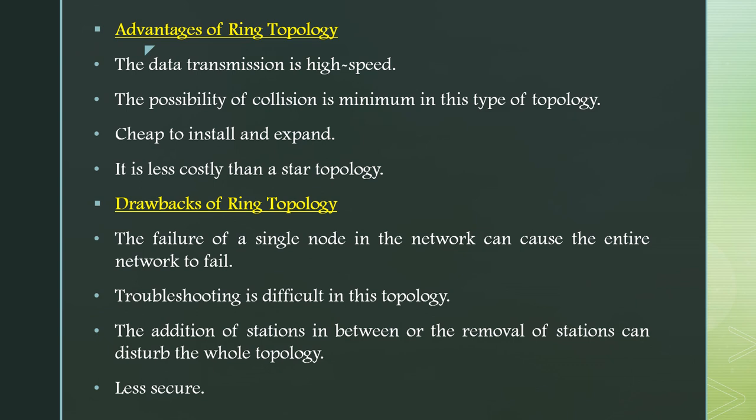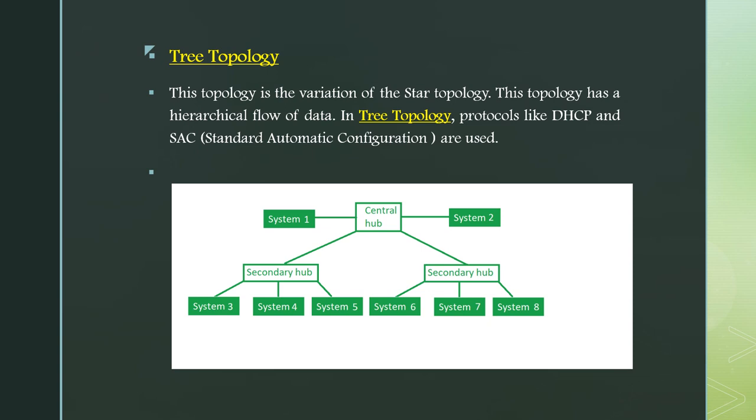Drawbacks of ring topology. The failure of a single node in the network can cause the entire network to fail. Troubleshooting is difficult in this topology. The addition of stations in between or the removal of stations can disturb the whole topology, and it is less secure. Tree topology. This topology is a variation of the star topology.